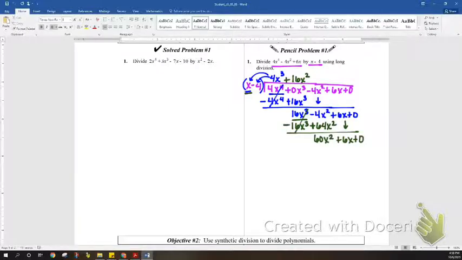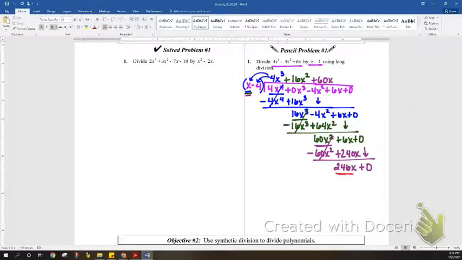Okay, we're going to do it again. So divide your first term. So 60x squared divided by x is 60x. Multiply to everything on the outside. So 60x times x is 60x squared. 60x times negative 4 is negative 240x. We're going to subtract, which means to change the signs. And that gives us 246x, and then bring down the rest. Keep going. One more time.